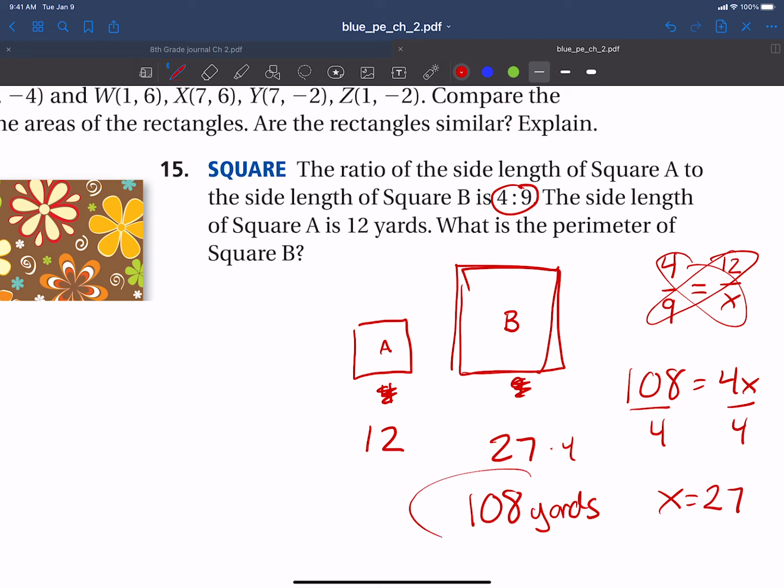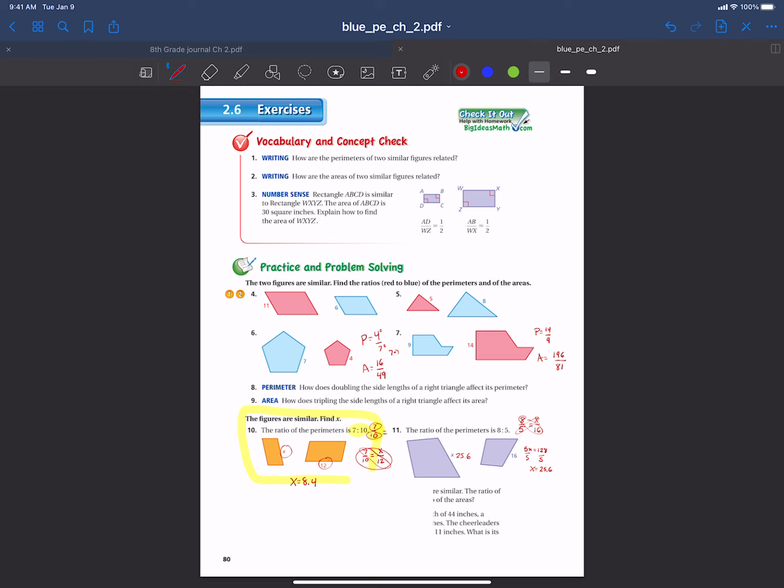Good. All right, guys. How are you feeling on this section? It's okay. Is it okay? It's weird, but it's okay, right? All right, that was 2.6.